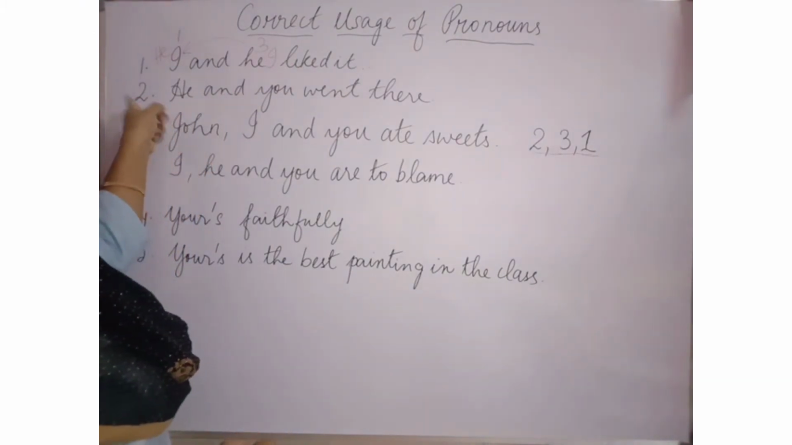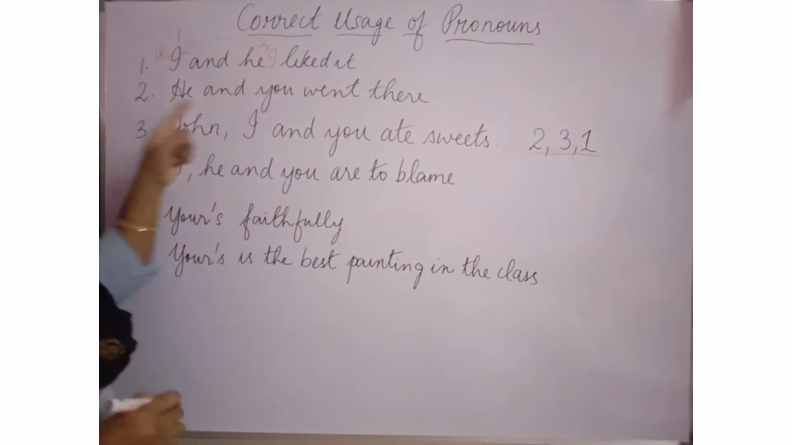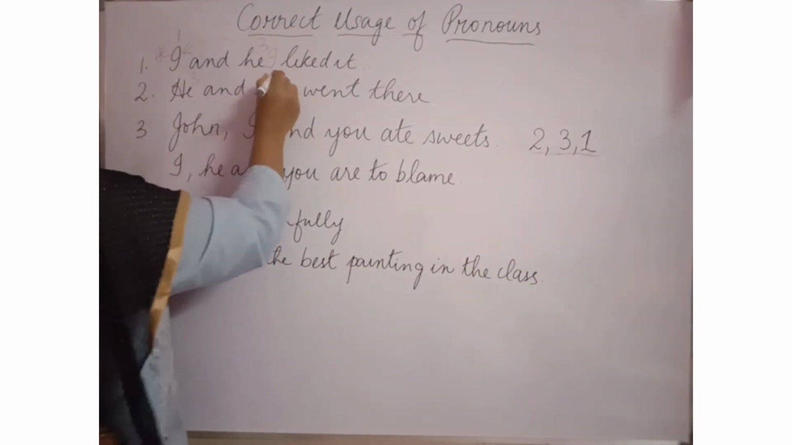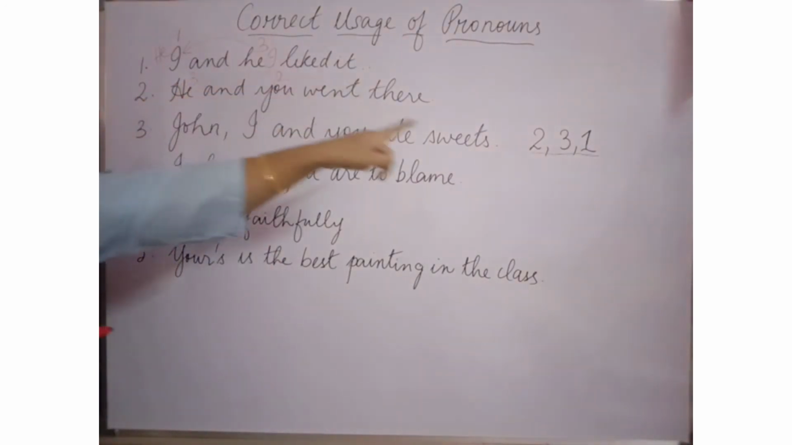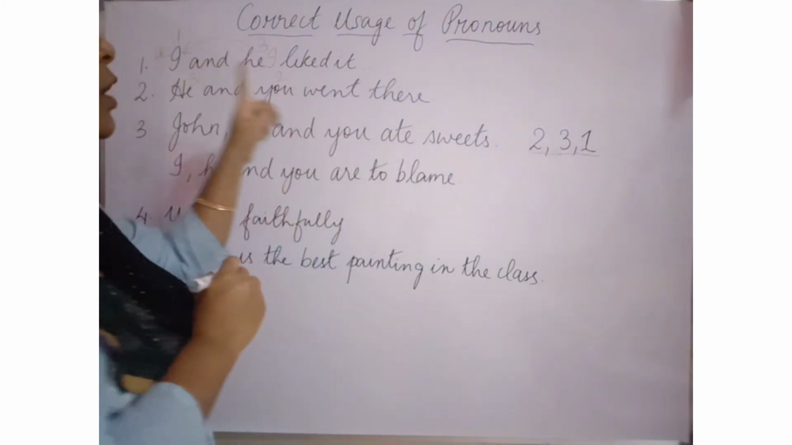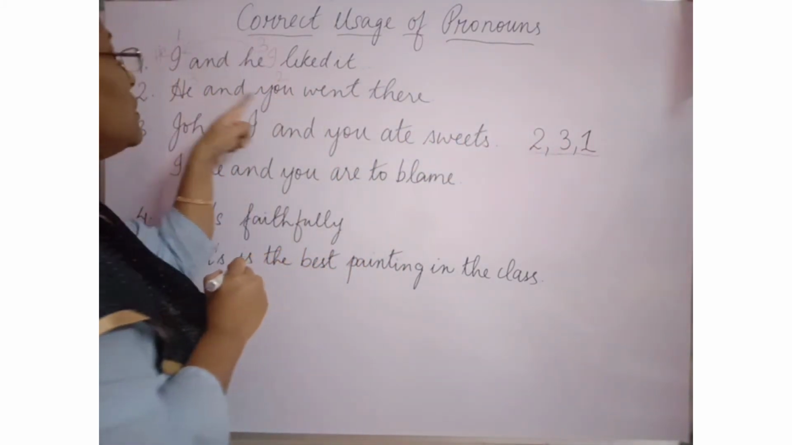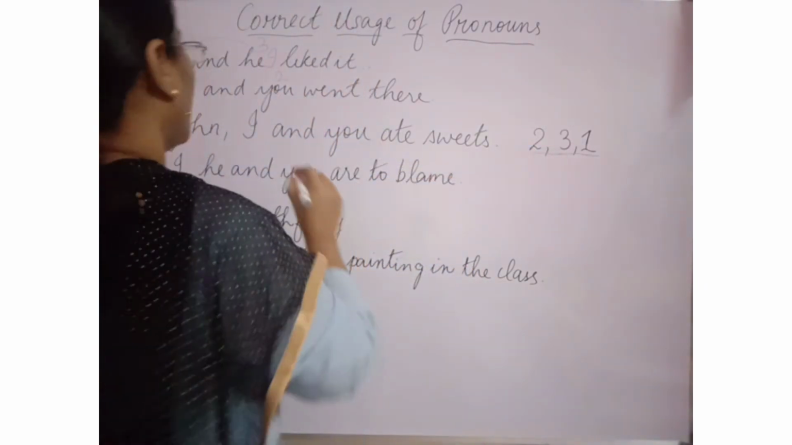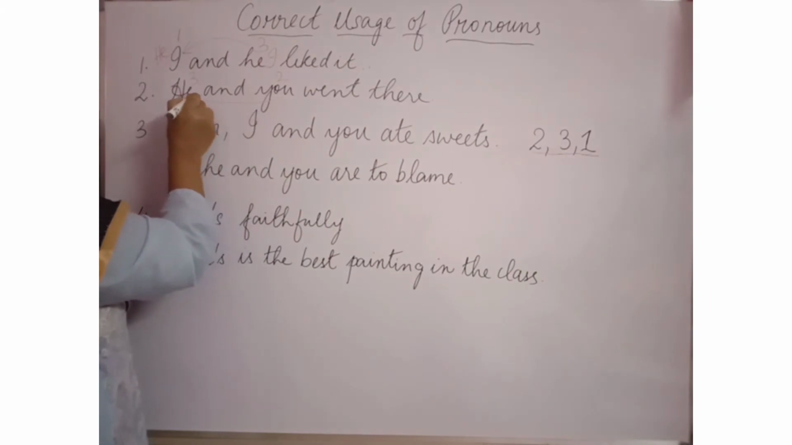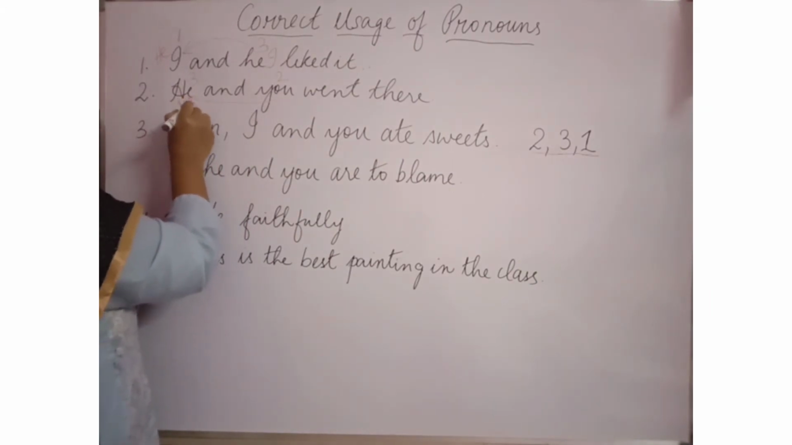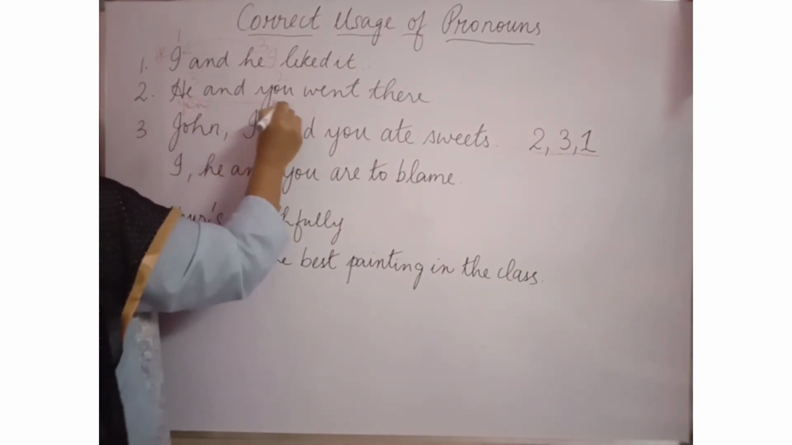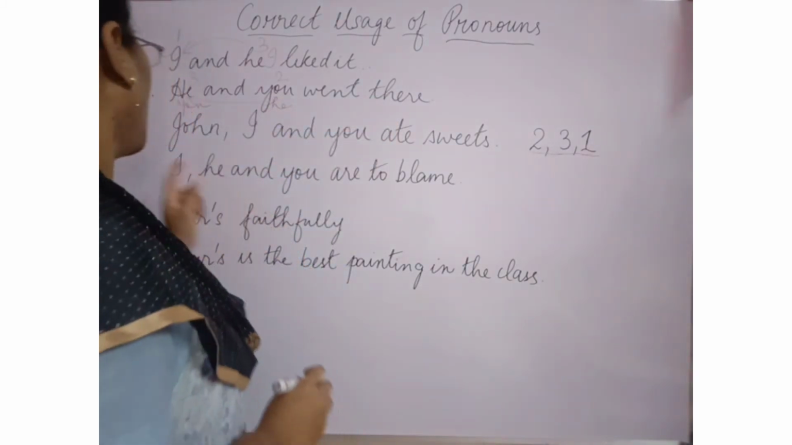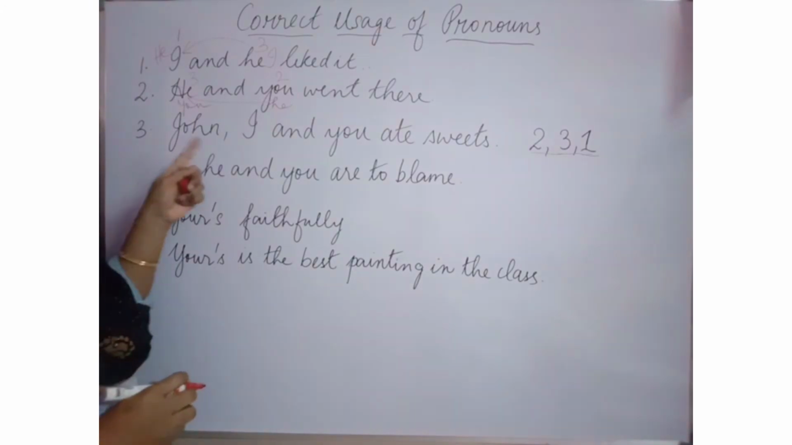Now come to the second example. He and you went there. Now he is third person, you is second person. Now is it following this rule? No, it's not following this arrangement. 3-2. The arrangement should be 2-3. So you should be here. It will be you and he. You and he went there.